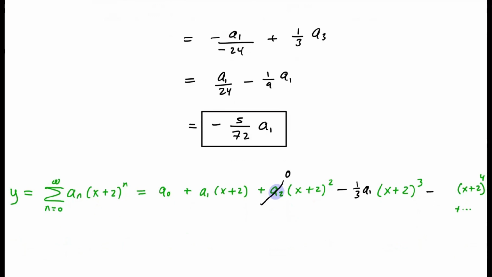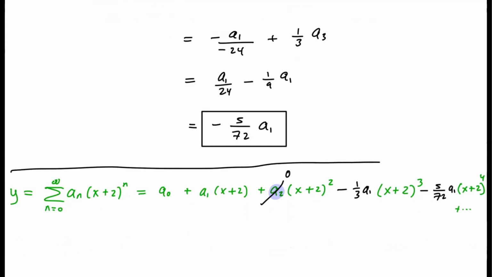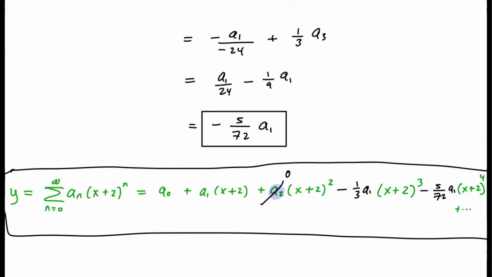I'll give ourselves a little room. Minus 5 over 72 times a sub 1, and then keep going. So this is our solution. You can clear things up a little, regroup them in terms of a sub 0 and a sub 1. But the idea is explained, so I hope you got to the same answer as me.